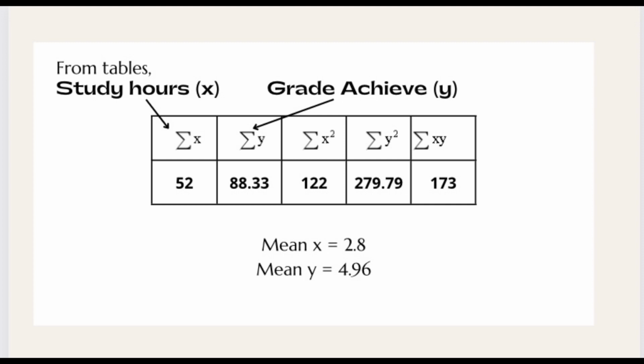Okay, and the summations of x squared, y squared, and xy. So these are the values that we have calculated, and the mean of x, the mean of the study hours, is 2.8, and the mean of y, the grade achieved, is 4.96. So after that, we can start to do our calculations.